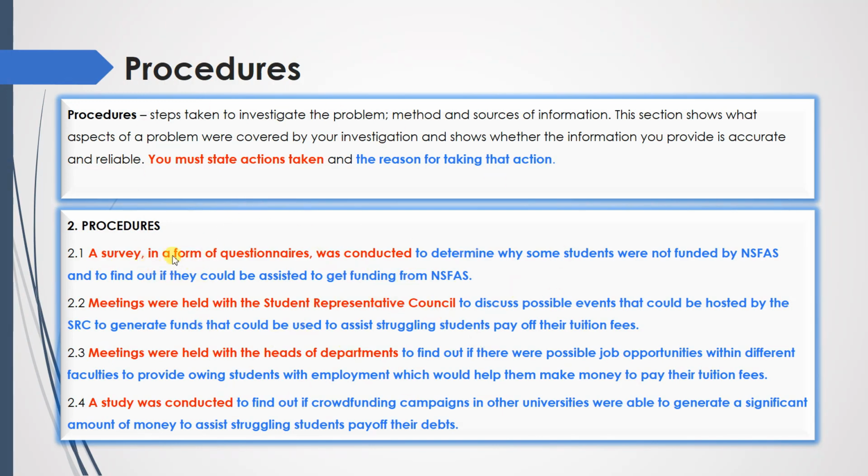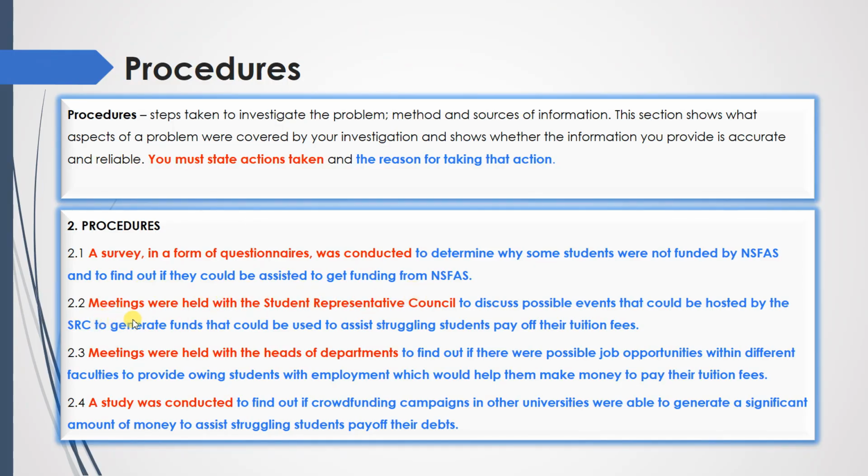If you look at this slide here, I have divided each statement into two. The statement that is written using a red color is the action taken, and the statement that is written using a blue color, that is the reason for taking that particular action. If you do it like this, you'll easily identify mistakes when you make them. Okay, and the procedures for this assignment could have been written something like this. A survey in a form of questionnaires was conducted to determine why some students were not funded by NSFAS and to find out if they could be assisted to get funding from NSFAS.